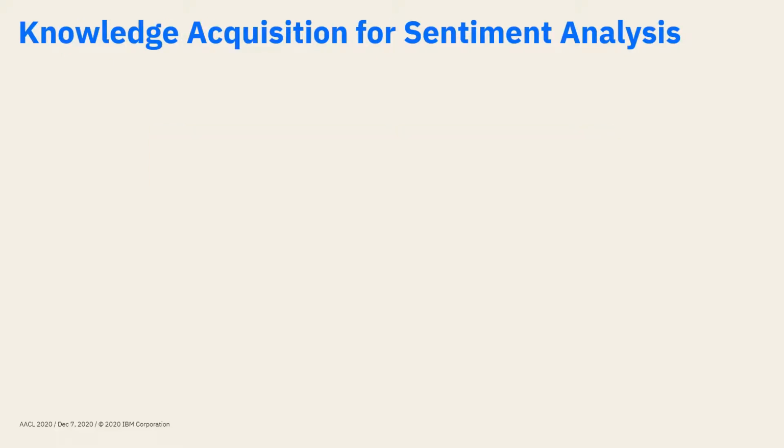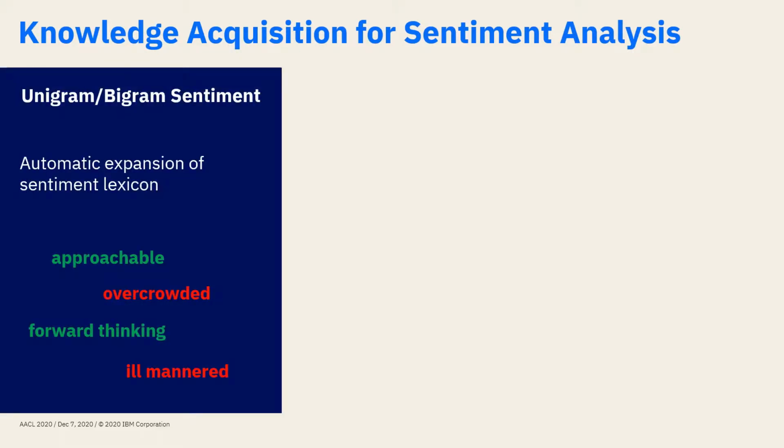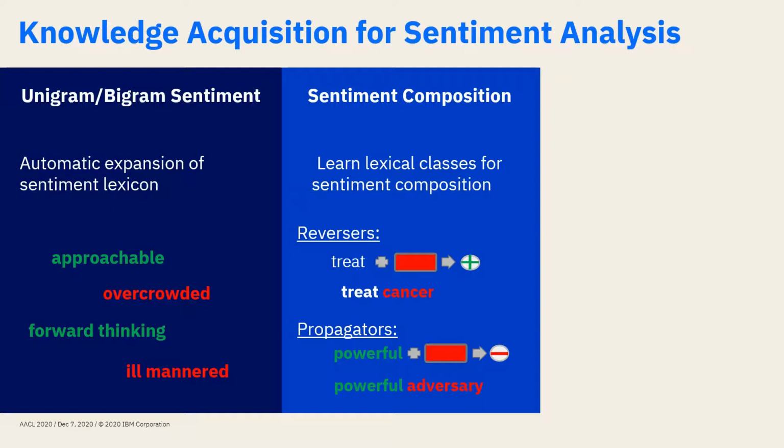We developed several lexicons for sentiment analysis. A large-scale sentiment lexicon of bigrams and unigrams obtained by training a classifier on an initial word-level lexicon. Automatically learned lexicons for sentiment composition. For example, the word treat is a negative to positive reverser. Treating something negative like cancer is positive. Powerful is a propagator. It propagates the negative sentiment to the phrase level, for example, powerful adversary.